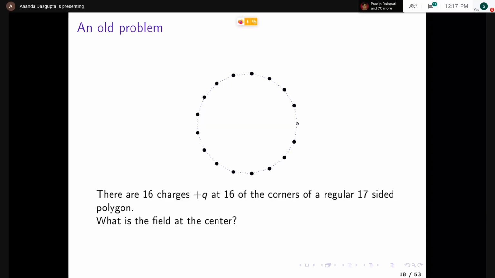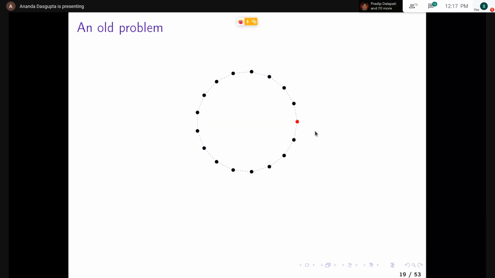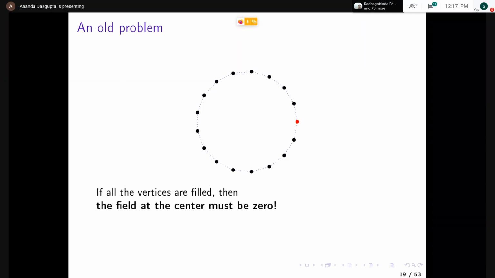The answer was simply this: if you filled up that empty corner with this red dot here, and put a charge plus q there as well, if all the vertices of a 17-sided regular polygon are filled, then the field at the center must be 0.